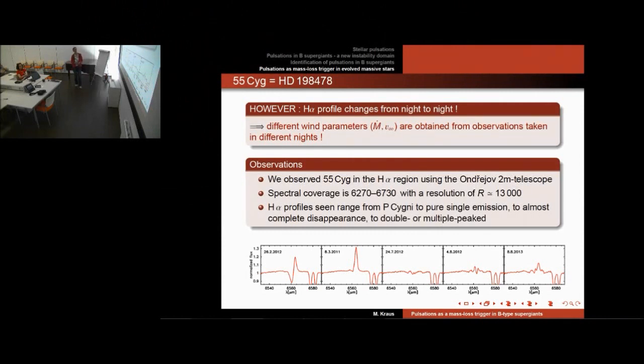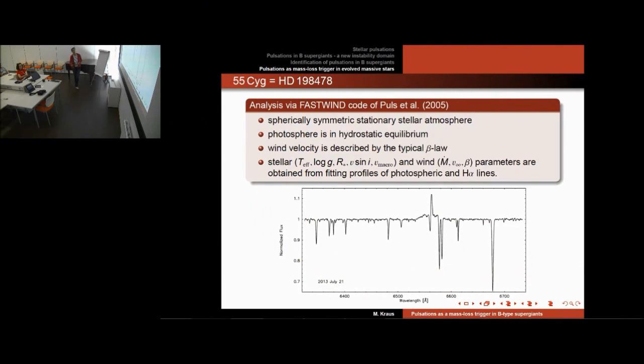So we observed also the H-alpha region with the MJOF telescope. This is an example spectrum, that is the coverage that we have. We have this very strong helium line that we will analyze, two strong carbon lines, H-alpha, nitrogen and silicon II lines, etc. We analyze basically with respect to the wind. Of course, we want to fit all the lines and obtain the wind parameters from each profile. We do that by using the code FASTWIND from Puls et al. It's a spherically symmetric stationary stellar atmosphere code. The photosphere is treated in hydrostatic equilibrium, and the wind velocity is described by the typical beta law. The stellar and wind parameters are obtained from fitting the profiles of photospheric lines, like those ones, and H-alpha.